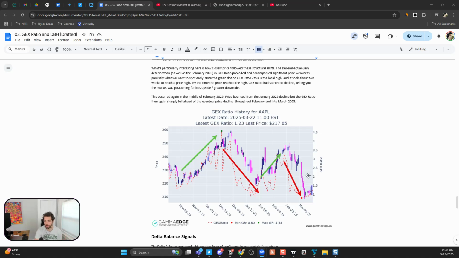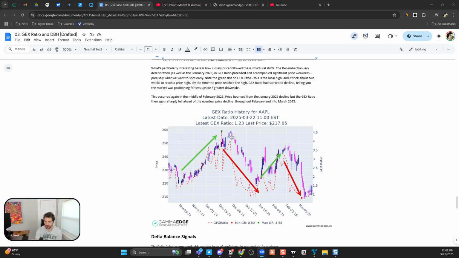Note that we're well above 1 and into the 4s. So remember how I'm talking about those local highs and lows. It's important to be cognizant of where we are in that ratio, because once we start to get to an extreme up above, that means everyone's towards one side of the boat. When we get the extreme to the lows, that also means everyone's towards one side of the boat. So you can see how the GEX ratio peaked well before price did back in the middle of December.